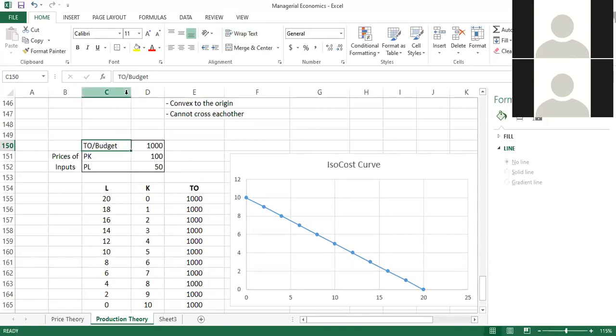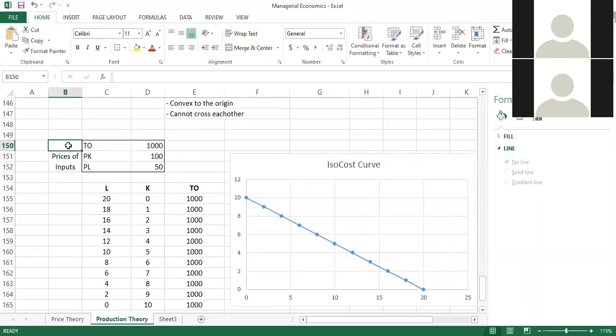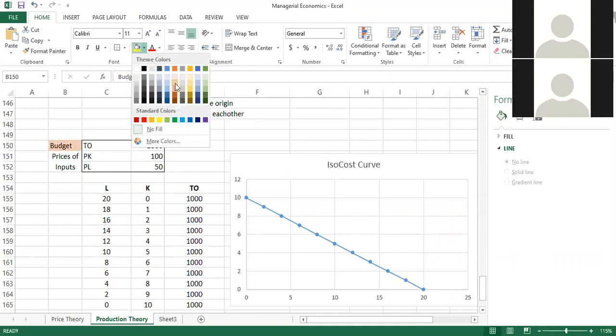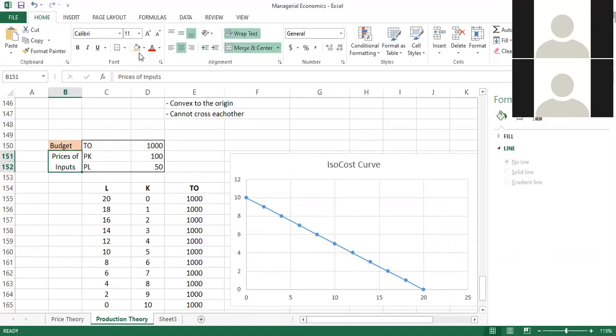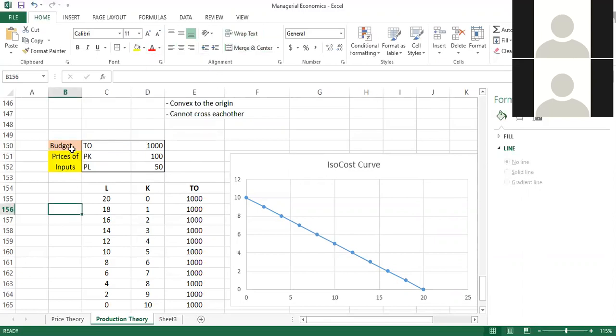So this budget we'll use here. What you mentioned is correct. So that is the budget, the total expenditure, and the prices of inputs. These are the two main things that will decide the equilibrium, the optimum production level of the firm. Now, the iso cost curve depends on these two factors: the budget and the prices of inputs.